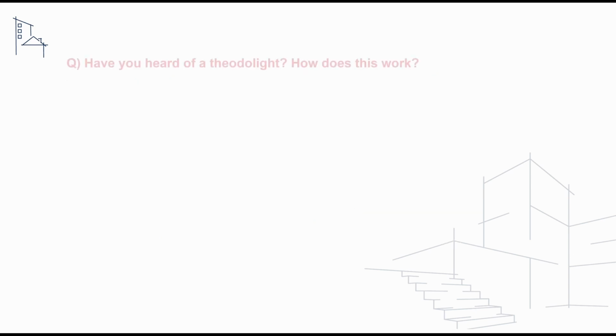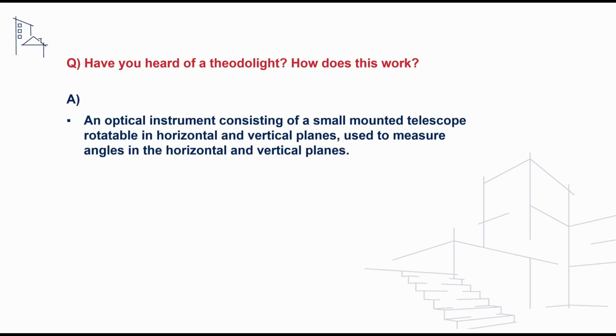The next question we'll take a look at is, have you heard of a theodolite and how does this work? To address this, we could say that the theodolite is an optical instrument consisting of a small mounted telescope which is rotatable in both horizontal and vertical planes, and this is used to measure angles in both horizontal and vertical instances.